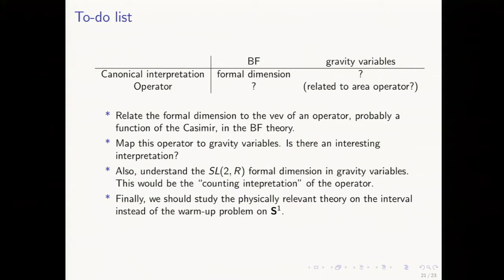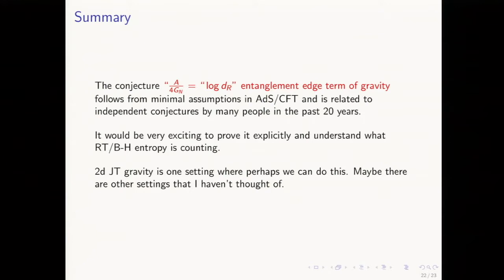Okay, so let me summarize. There's this identification between the RT area term and this entanglement edge term in gravity. This follows from fairly minimal assumptions in AdS/CFT, and also seems closely related to independent conjectures that many people made in the past 20 years. And again, the advantage of this AdS/CFT analogy is that you get to try to count these degrees of freedom on a constant time slice without worrying about a horizon.